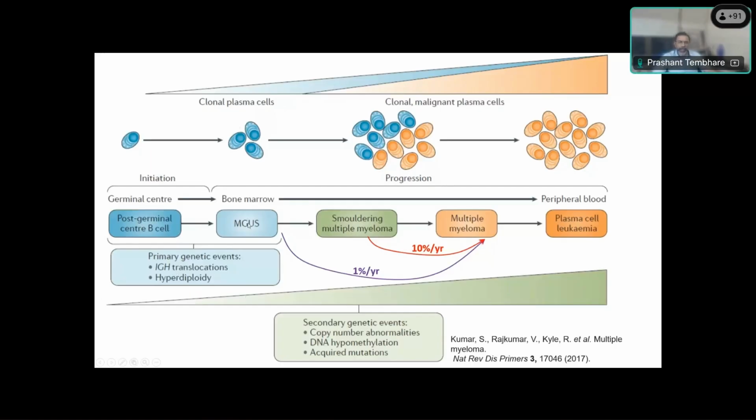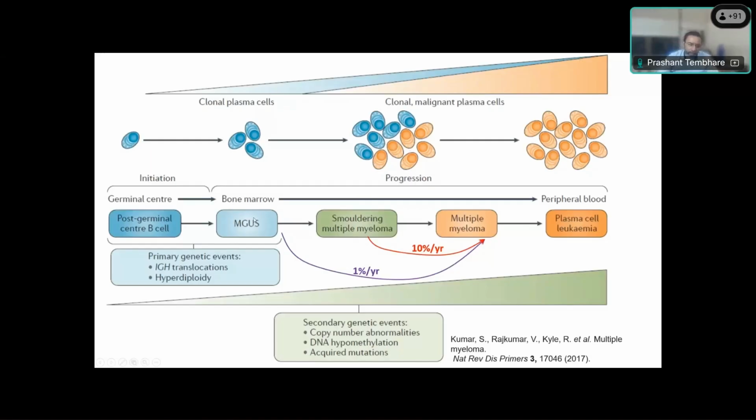Now this MGUS, after a period of time, can also progress to the next stage, which is called Smoldering myeloma. Here again, we have an increase in the plasma cells, more than 10% but less than 30%. But we do not have a myeloma defining lesion, that is SLiM CRAB, and this stage is called Smoldering myeloma. And then, of course, the next stage is the full-blown multiple myeloma.